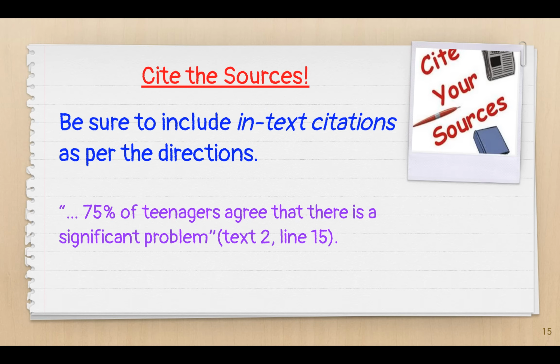Okay, they do tell you in the directions how to cite your sources. You can see it listed here. 75% of teenagers agree that there's a significant problem. Okay, and here's your in-text citation. They want you to write text 2, comma, line 15. Please notice that the period comes after the parentheses.